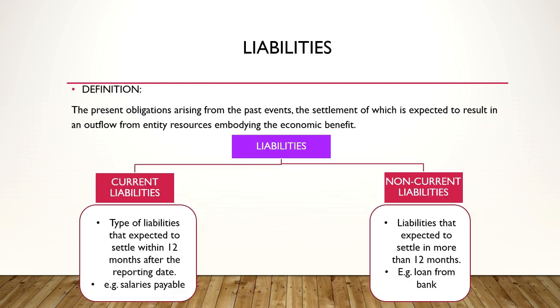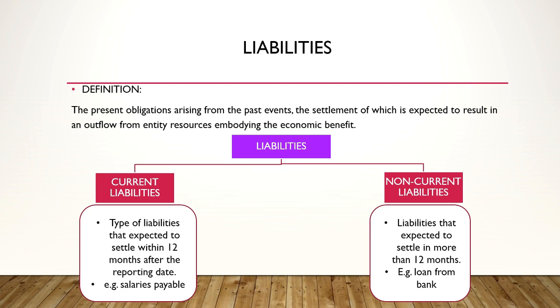Liabilities. The definition of liabilities is a present obligation arising from past events, the settlement of which is expected to result in an outflow from the entity of resources embodying economic benefits. There are 2 types of liabilities: current liabilities and non-current liabilities. The current liabilities are expected to be settled within 12 months after the reporting date, such as salary payables. The non-current liabilities are expected to be settled in more than 12 months, as an example, a loan from a bank.